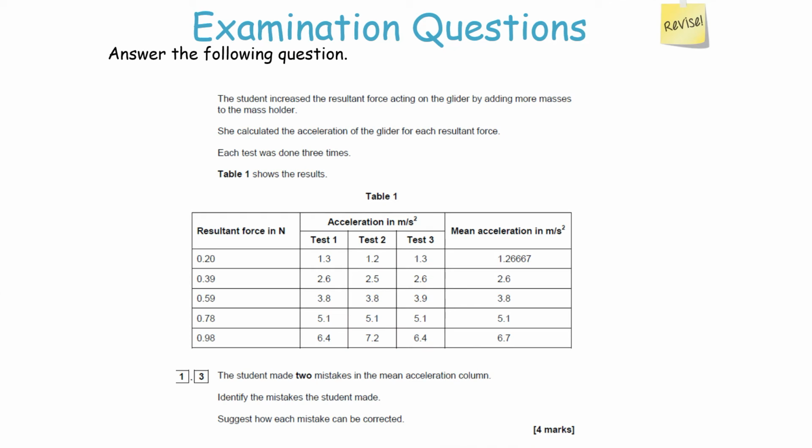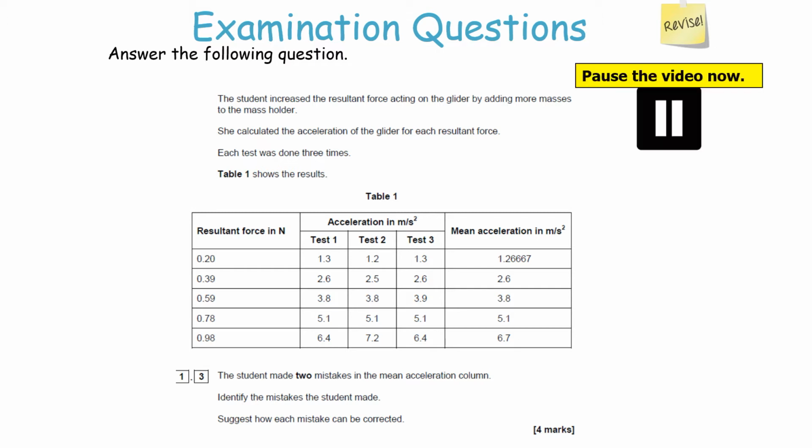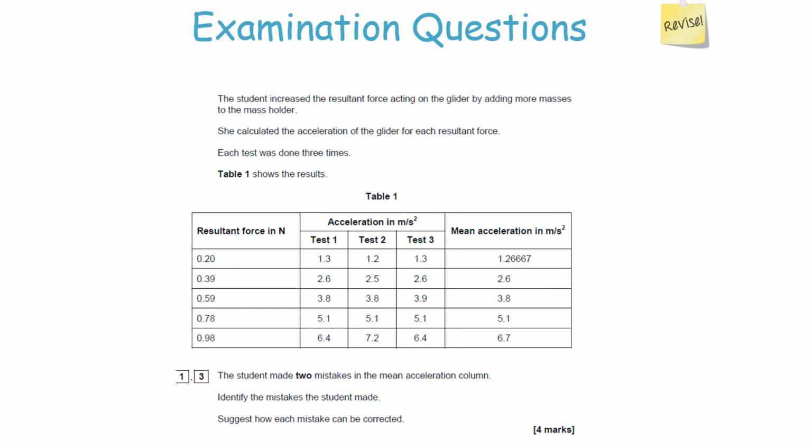The student increased the resultant force acting on the glider by adding more masses to a mass holder. She calculated the acceleration of the glider for each resultant force. Each test was done 3 times and table 1 shows the results. The student made 2 mistakes in the mean acceleration column. Identify the mistakes the student made and suggest how each mistake can be corrected. So pause the video now, have a go at answering the question, and when you want to go through the answer, unpause the video.